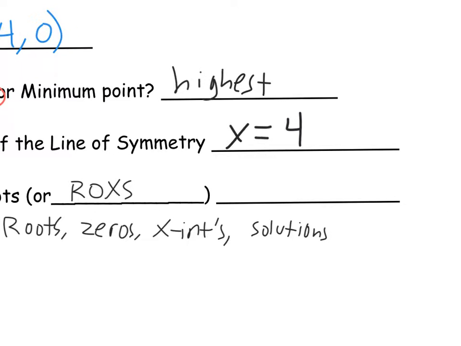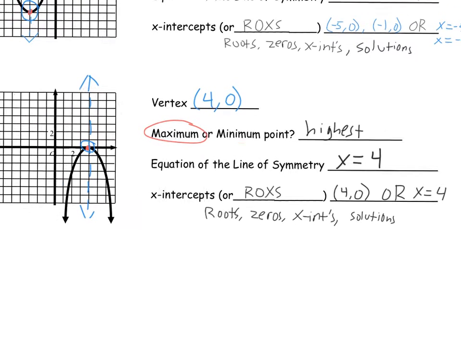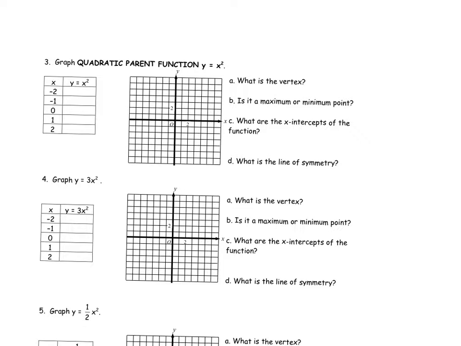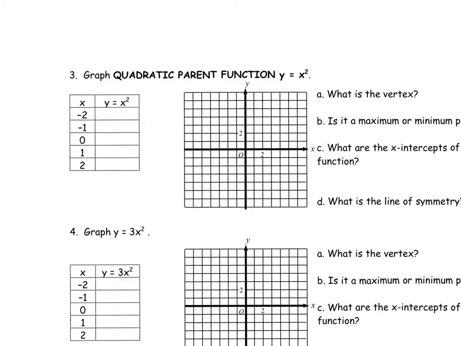So the solution, the root, is going to be, boys and girls, 4, 0, or x equals 4. Make sure you know how to do both. Notice how I only have one this time because of exactly what Noah said. It only crosses one time. Okay, on the back, boys and girls, I'm going to go over the first one, and I'm going to help you set up the next 3, but then I want you guys to do it, okay? So the first one.